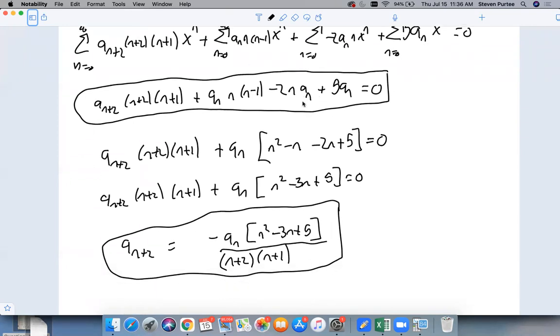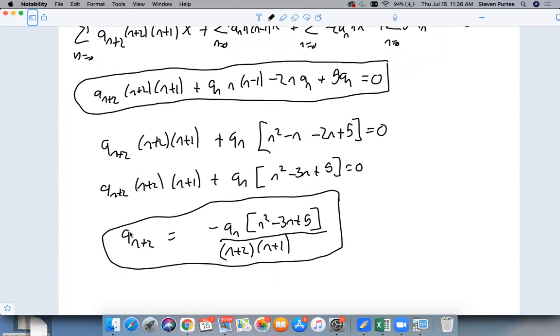So here's my recursive formula. Remember, you don't have to write it like this. You don't have to solve for anything. This is it. This is the recursive formula. It's just easier to work with if you get the bigger one by itself.